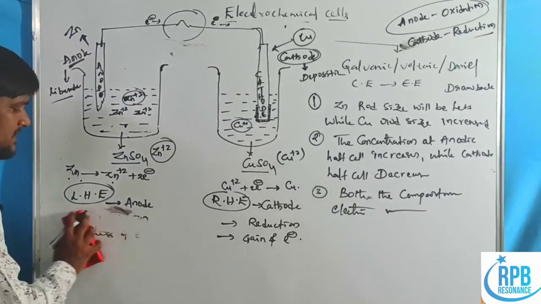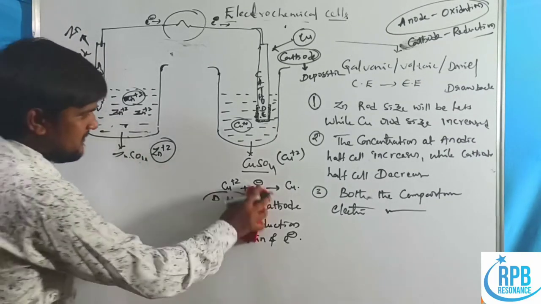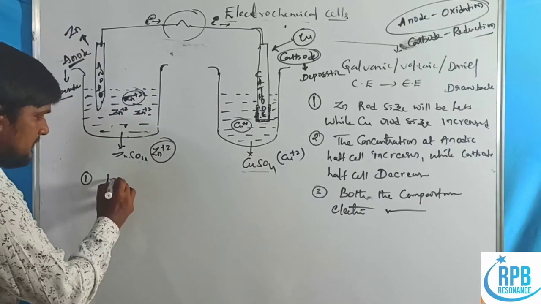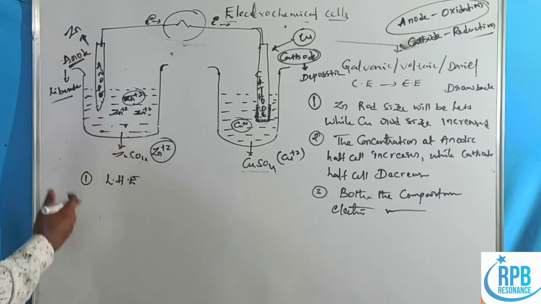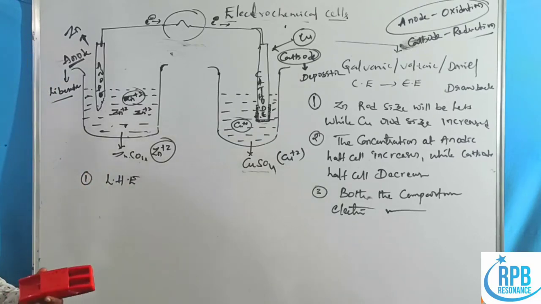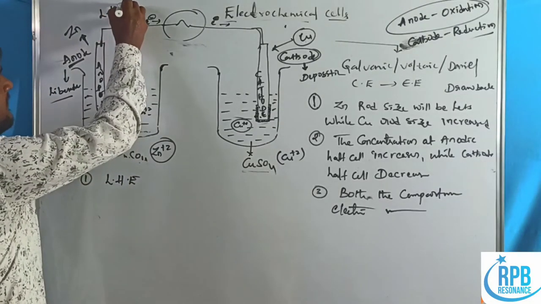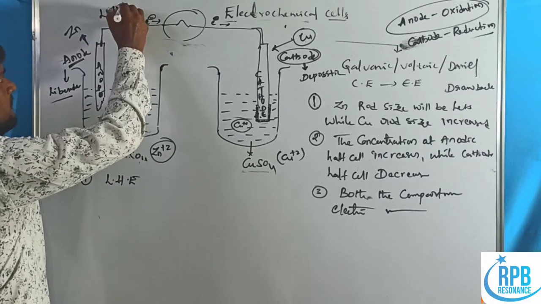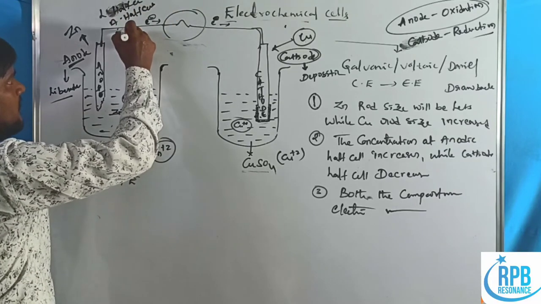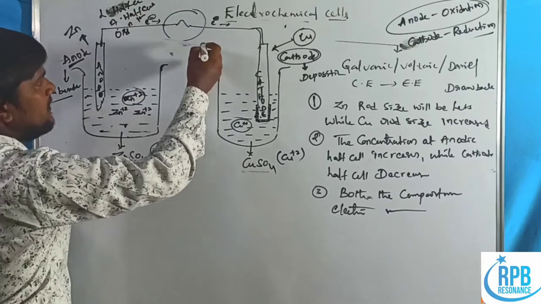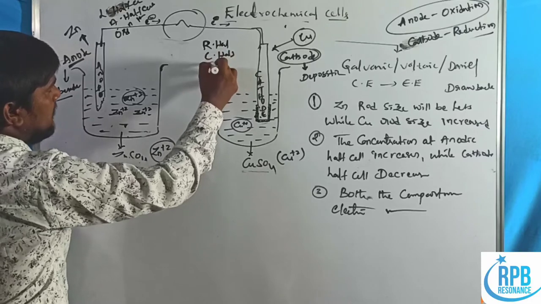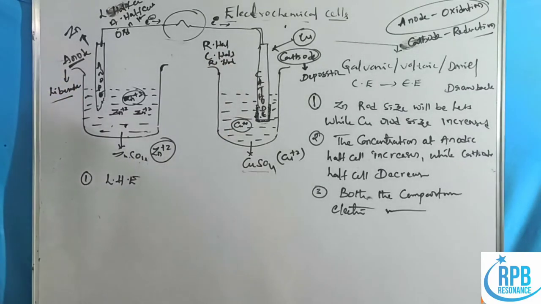Now let us discuss these electrochemical reactions. The first step: the left hand side half cell, or anodic half cell, or oxidation half cell. So here three names are there: left hand side half cell, anodic half cell, oxidation half cell. Similarly, the right hand side half cell, cathodic half cell, reduction half cell. Three names, quite opposite names.